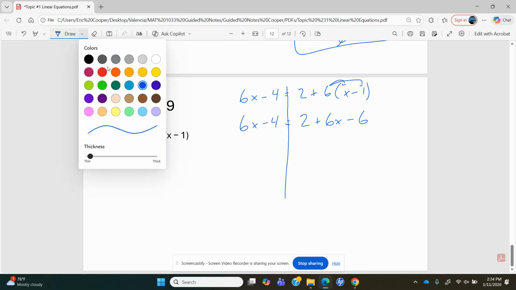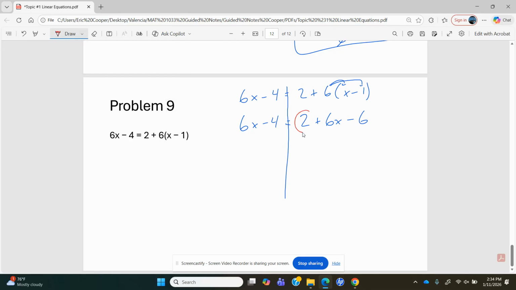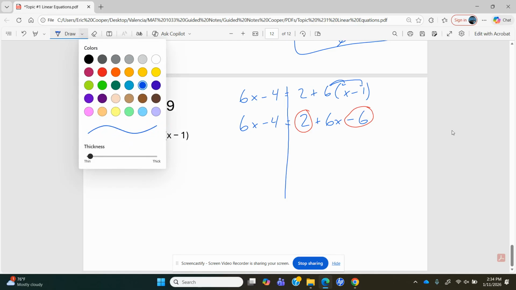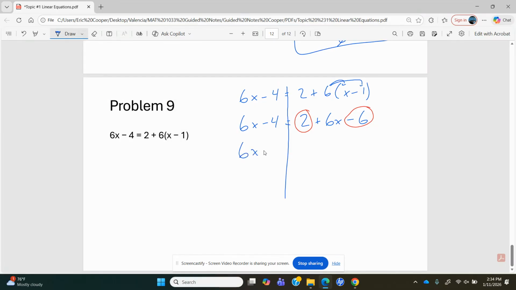If I look here on the right side, we do have some like terms. We've got a 2 and a negative 6. Those can combine. The left we still don't do anything with. We have 6x minus 4. We don't do anything with the 6x, so we can drop it down, and 2 minus 6 is equal to negative 4. Now, again, we're going to try to move the smallest x, but we notice that the x's are exactly the same. So when we try to move it, it just cancels out both x's, and we just bring down the numbers that we have left. In this case, we have negative 4 equals negative 4.